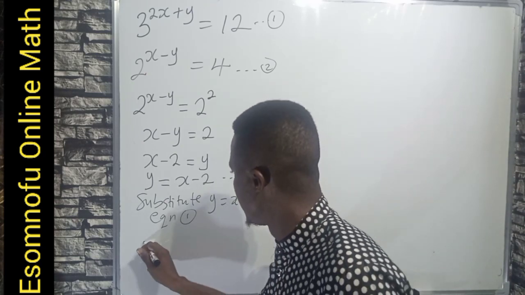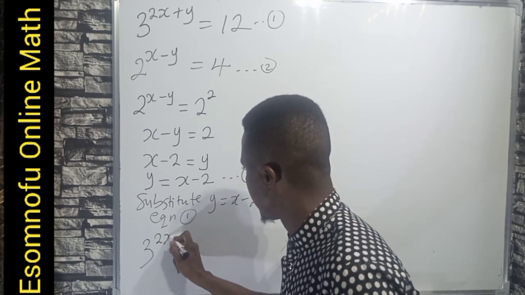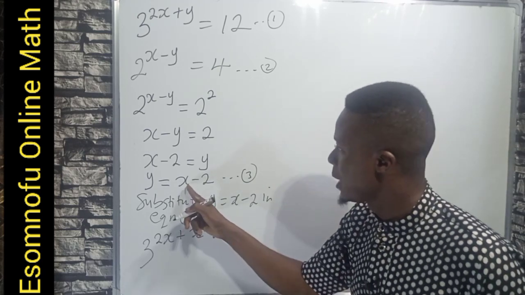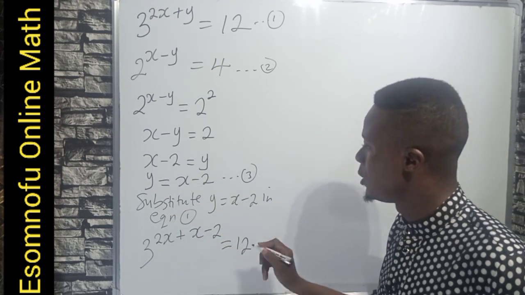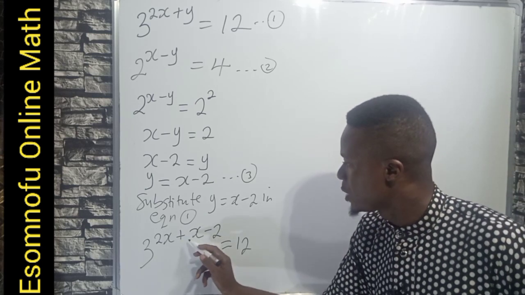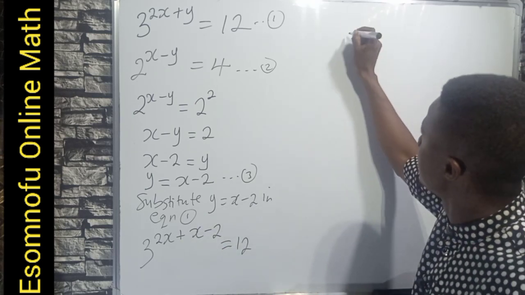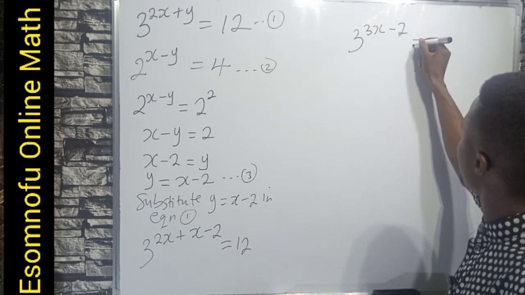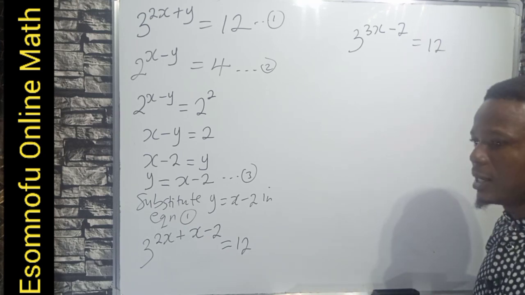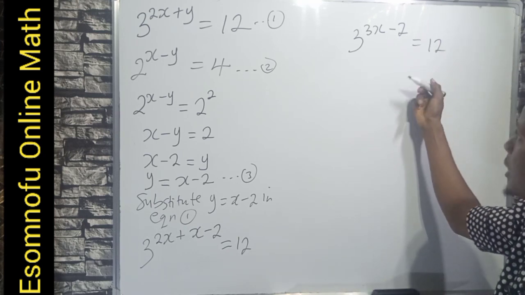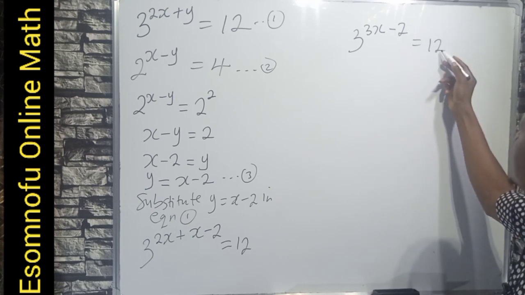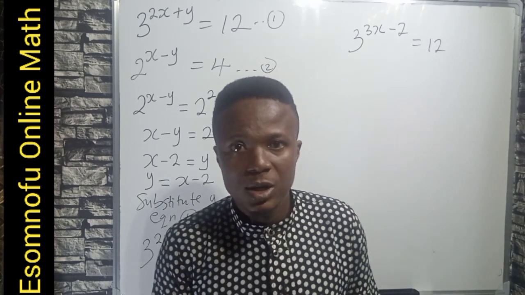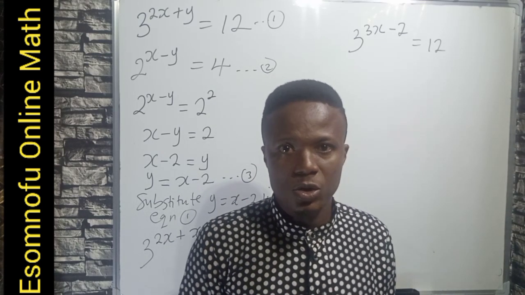So I will now have 3 to the power of 2x. Seeing y, I will write x minus 2, because y is now x minus 2, equals 12. That is what you are having there. Now 2x plus x will give us 3x, so we shall have 3 to the power of 3x minus 2 equals 12. At this point, we can simplify further, because I cannot raise 3 to any power to get 12. Therefore, we shall take the logarithm to base 10 of both sides. That's the only solution we'll have here.